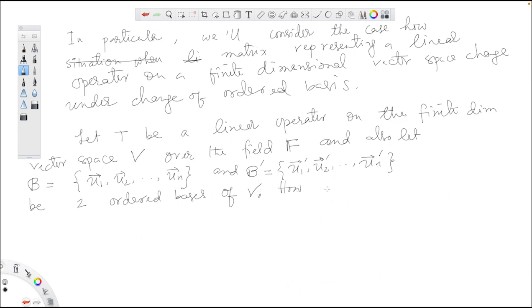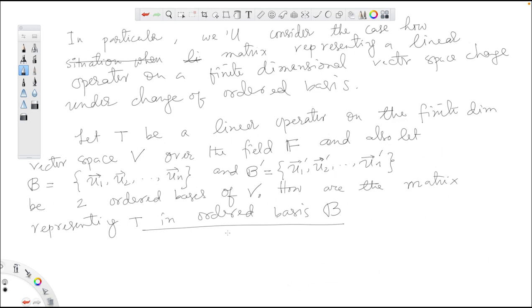Now the question is, how are the matrix representing T in ordered basis calligraphic B, which we denote by this according to our notation introduced in the previous segment, the second segment, and the matrix representing T in ordered basis B prime related?